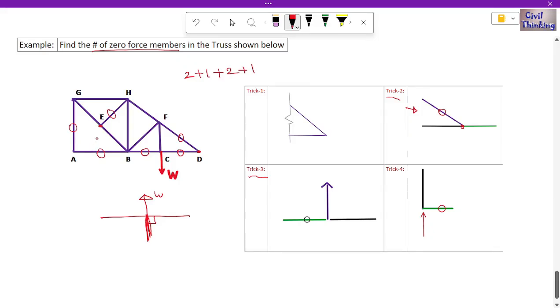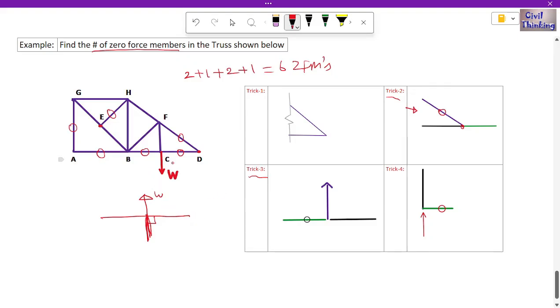Now look at another joints. Joint H, joint F. Joint H does not have any pattern like those four tricks. Joint F also does not have any pattern. So overall we have 2 plus 1 plus 2 plus 1. 2 plus 1 is 3, 4, 5, and 6. We have a total of 6 zero force members.